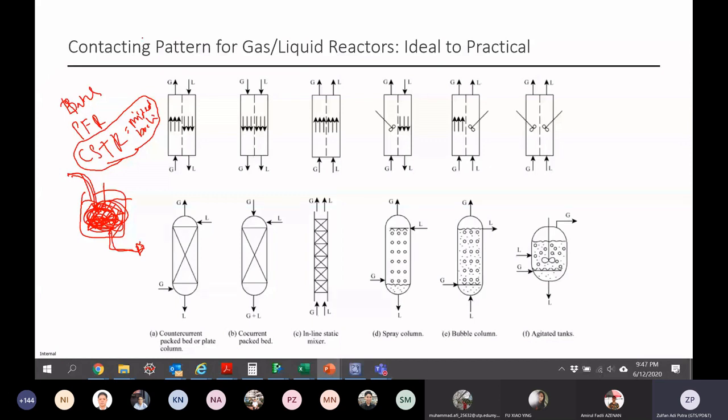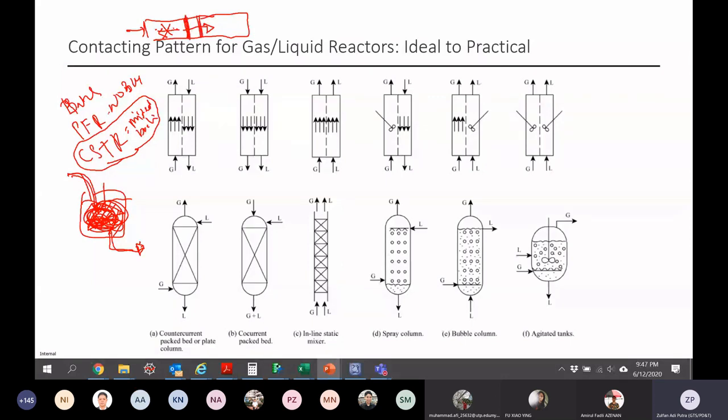But the PFR is that there is no back mixing. So that means once it enters here, it goes there and it doesn't go back. This is not happening. So it goes up, so it goes to the right. So there is no back mixing, but there is only mixing in the axial direction.